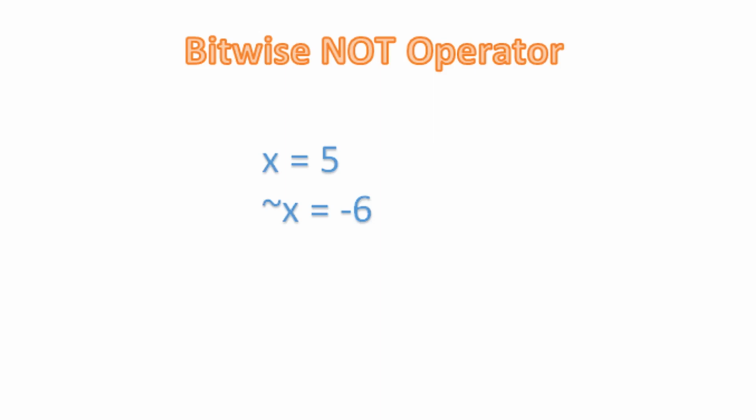Bitwise NOT operator. It returns one's complement of the number. For bitwise NOT, the tilde symbol is used followed by an operand. For example, if x is equal to 5, then tilde x is equal to minus 6. Let's understand how we got the output tilde 5 is equal to minus 6.